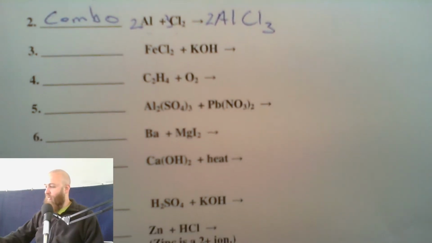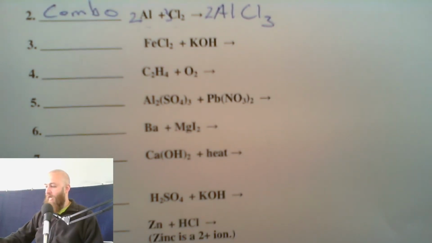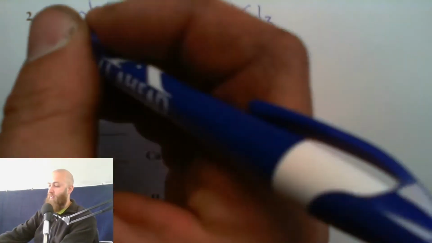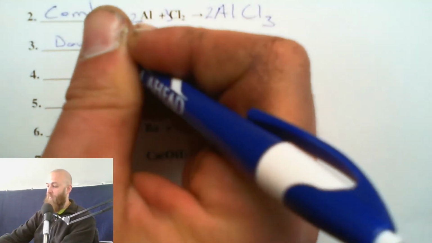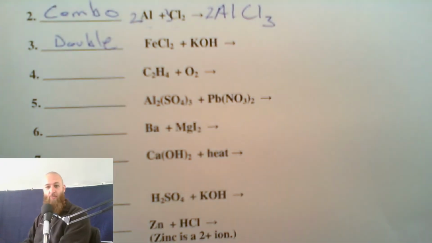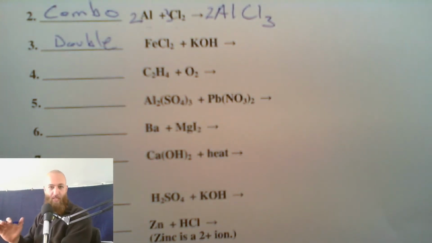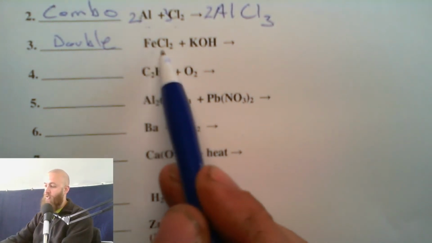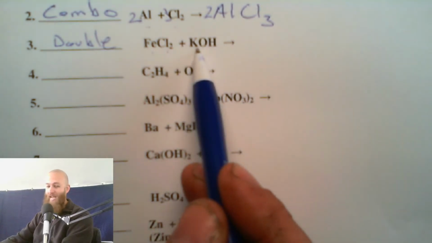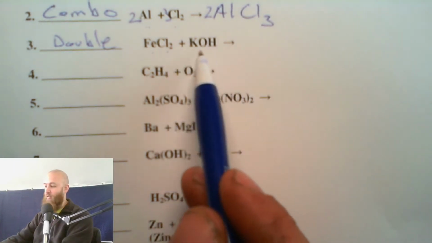All right, so for number 3, you got iron 2 chloride and potassium hydroxide. That looks like to me a double because it's 2 ionic compounds. So let's call it a double. Now, yesterday we talked about how doubles are just going to have the metals switch places, okay? So iron used to be with chlorine, and potassium used to be with hydroxide. So they're going to switch.